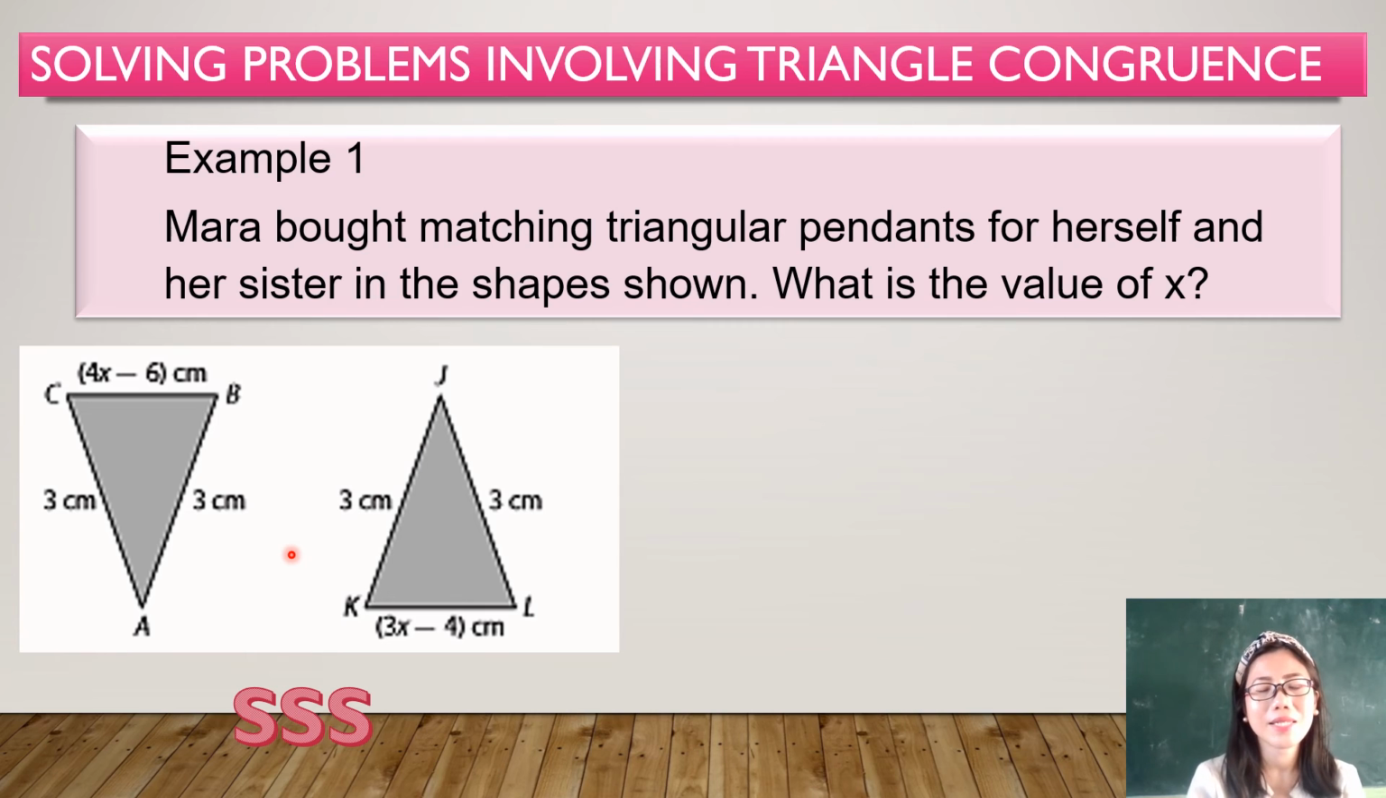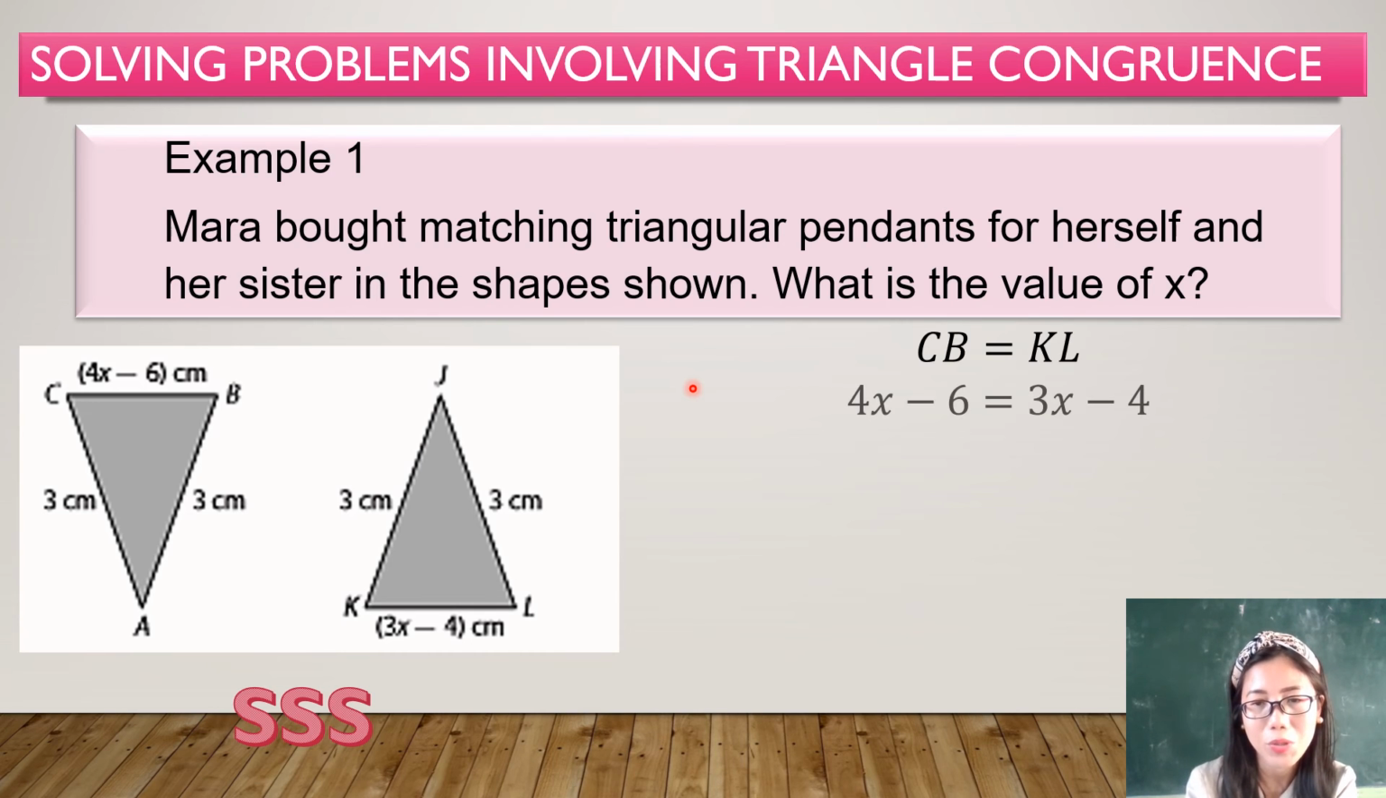Since that is the case, we can now find the value of x by CPCTC, corresponding parts of congruent triangles are congruent. Since these two triangles are congruent, it follows that their corresponding parts are congruent. So we can say that segment CB or segment BC is congruent to segment KL. If they are congruent, it follows that they are equal in length or measure.